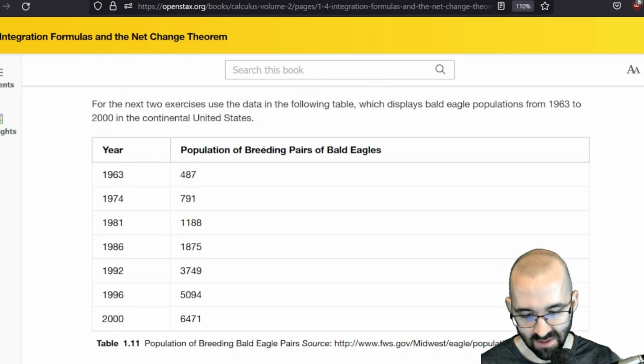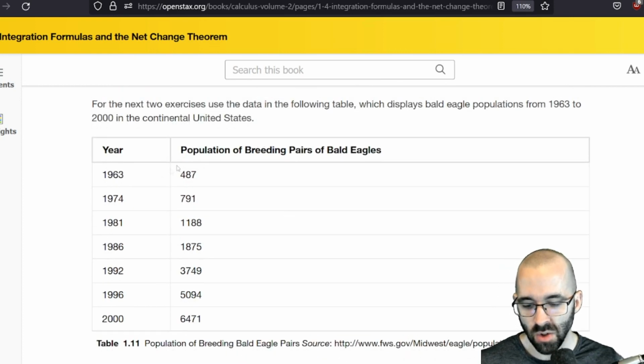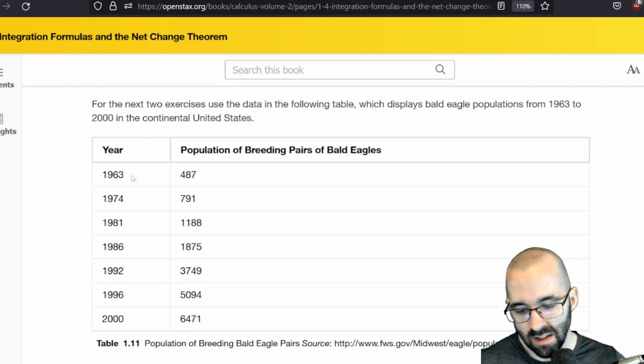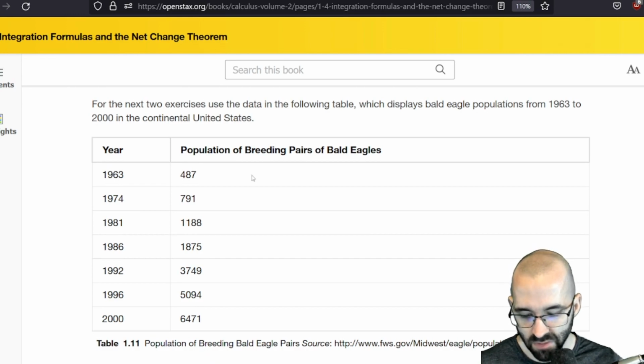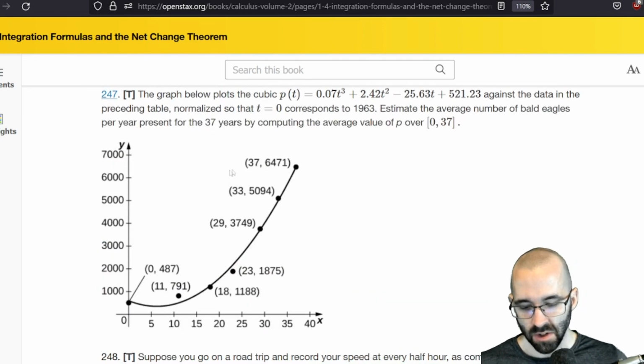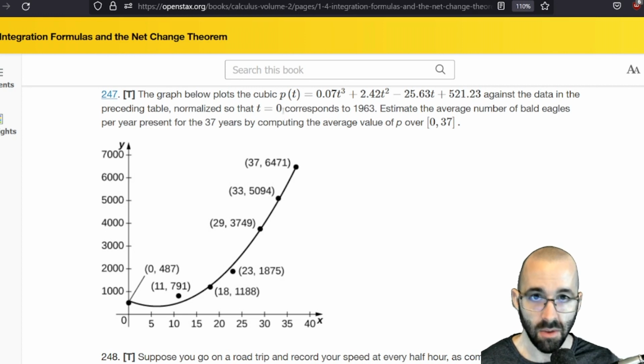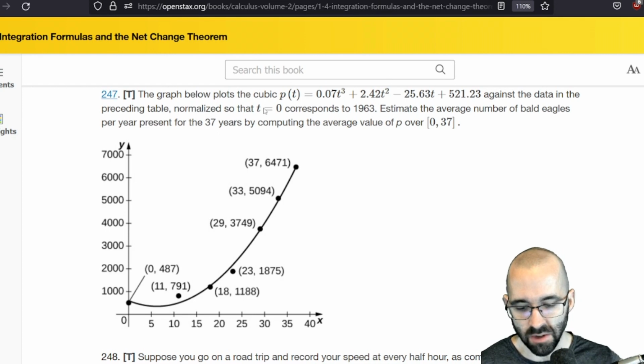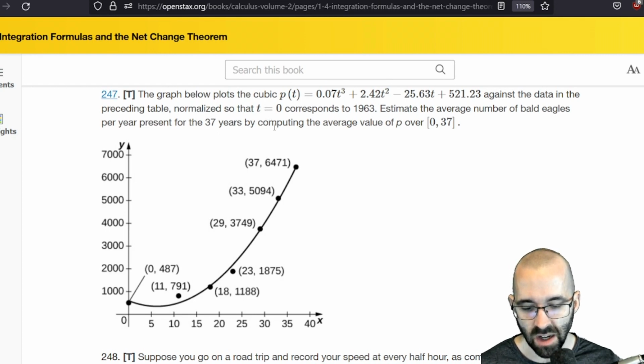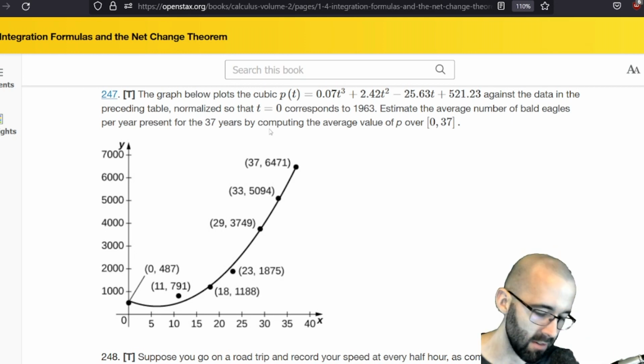This table shows the relationship between what year it is and the population of breeding pairs of bald eagles, which has been going up in the continental United States. So it has that data written as points, and it's choosing t equals 0 to be 1963, the first year of data that we had. Estimate the average number of bald eagles per year present for those 37 years by computing the average value of this function over the interval.